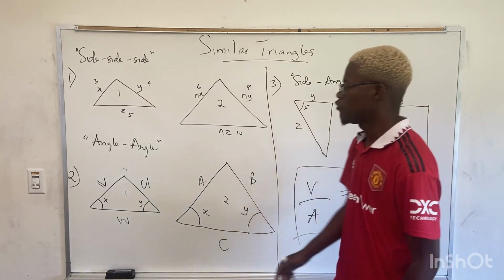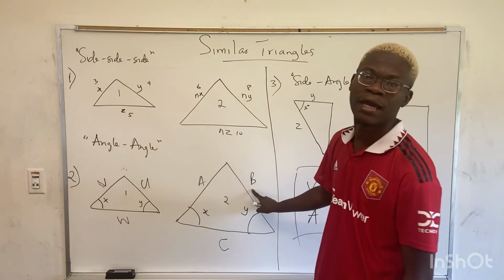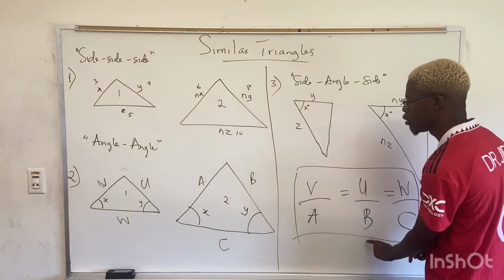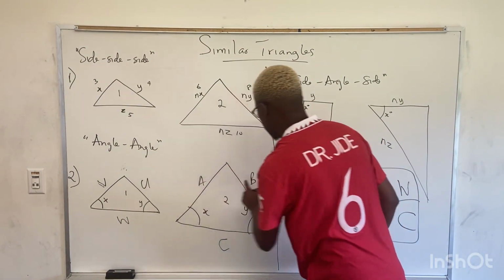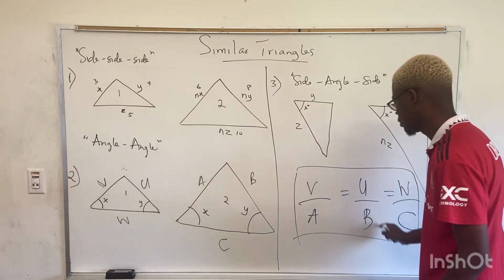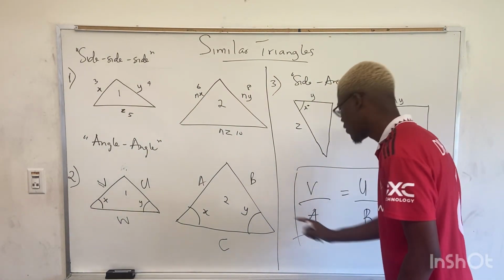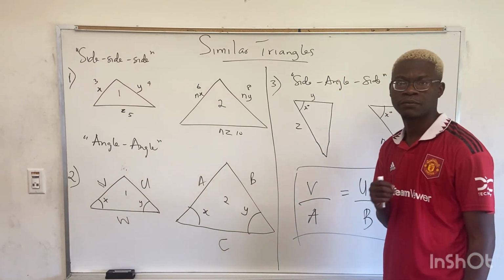So that means if I know some of these sides, I can get the unknown one using a proportion. I will just say V over A equals U over B. So I know V, I know A, I know U, so I can find B. I will just slot these in and solve. Whatever side is unknown, you can find using this proportion.